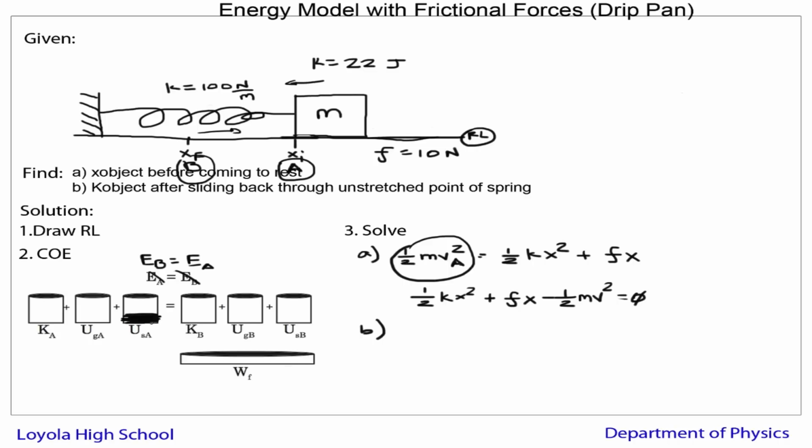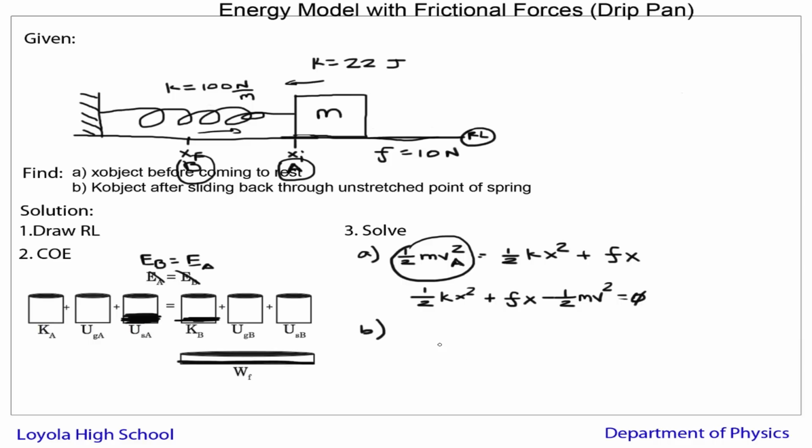When it goes back through point A, I'm going to have kinetic energy. No gravitational and no spring, because at point A, if you recall, that's the unstretched position. It's fully unstretched at this point. But again, because it's a rough surface, we're going to lose some more energy due to friction. So I want to have some energy loss there.